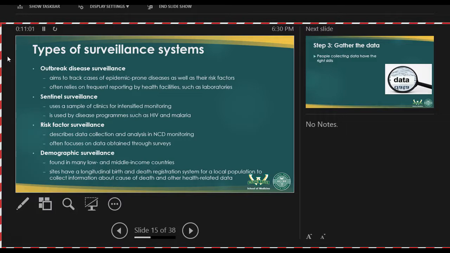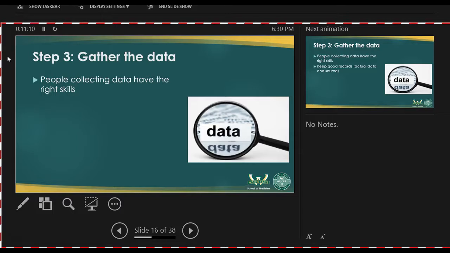So like having a longitudinal birth and death registration system from a local population, with cause of death and health-related data from a local population. So, gathering the data. Now we have talked about all the different types of data that are available out there. The next step is how are we going to gather the data? It's very important that you gather the data properly.